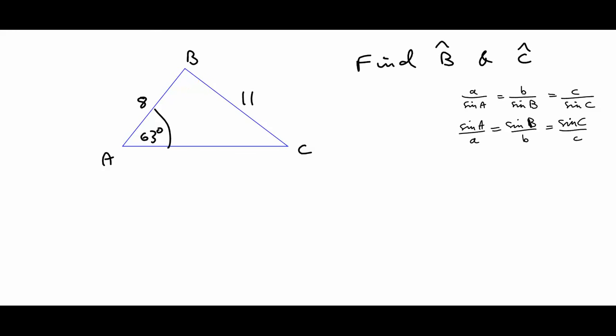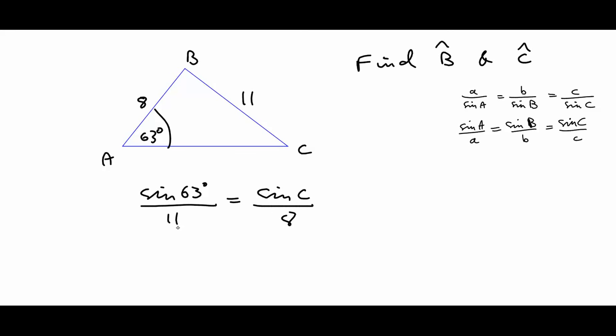But in this case, we have two sides and a side which is opposite to one of the known sides, and we want to find the other two angles, B and C. So we want to find an angle, so it is better to use the second form, where we have the sine of the angles on top of the fractions, and we can say sine of 63 over the opposite 11 equals sine of C over the opposite side 8.